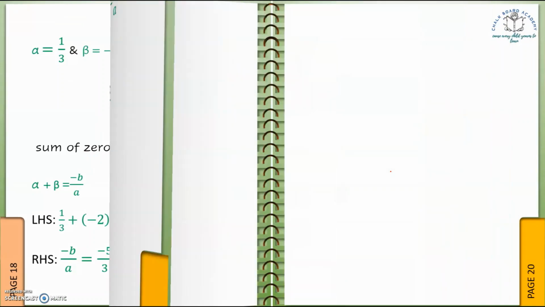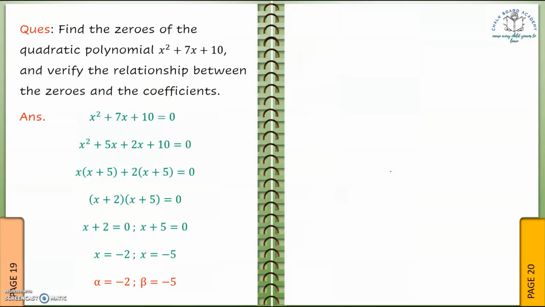So now looking forward, we are going to do some questions. So here we have a question. Find the zeros of the quadratic polynomial x square plus 7x plus 10 and verify the relationship between the zeros and the coefficients. So at first, we are going to find out the zeros of this polynomial by using the splitting the middle term method.